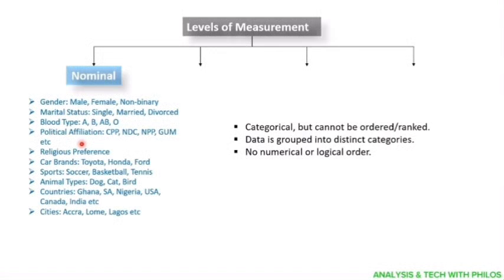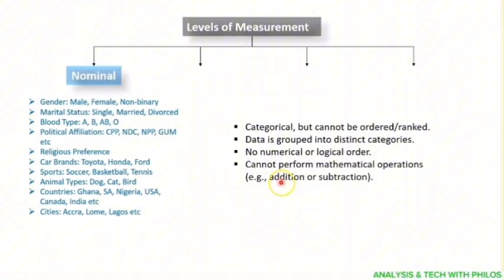Take your ID, student ID, National Health Insurance ID, or any other ID. ID numbers are usually in numbers. Even though they are in numbers, we can put them under nominal because we do not rank them as well. Another characteristic is that we cannot perform mathematical operations with it. We cannot say male plus female, male minus female, single minus divorced, single plus divorced. We cannot perform addition and subtraction on them. So that's one of the ways to identify that a particular variable is on the nominal level of measurement.